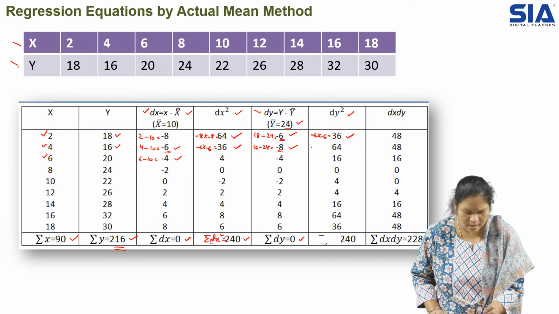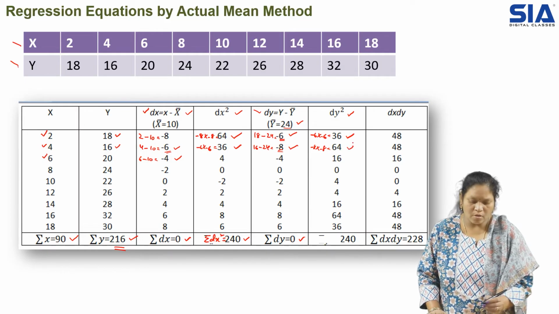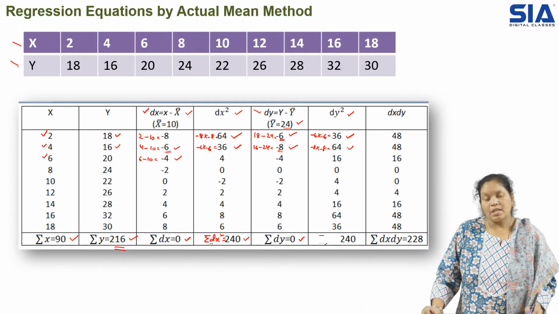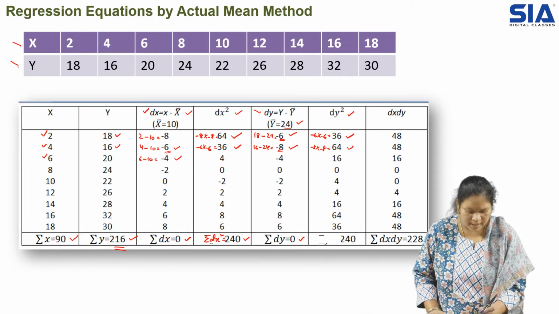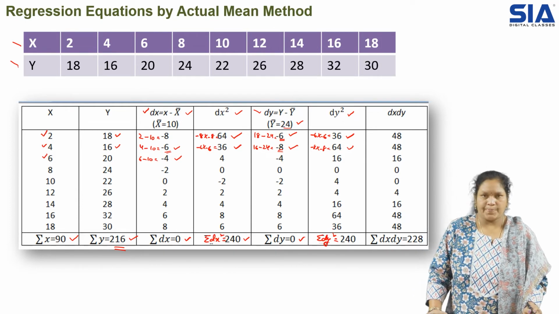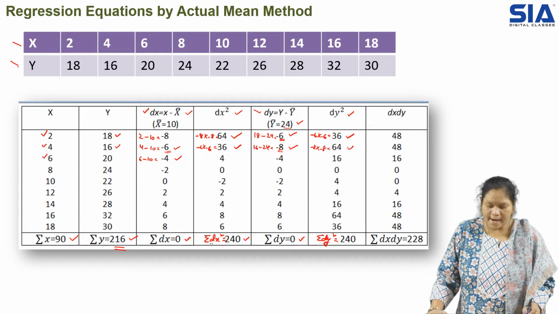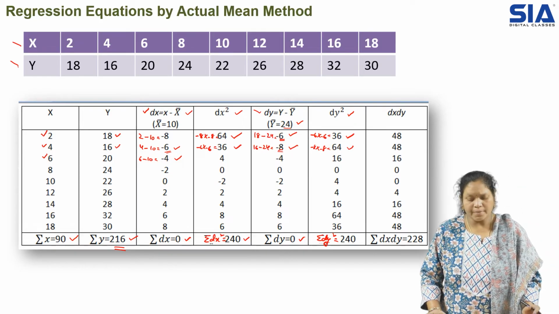So consider that minus 8 into minus 8 goes to 64. Like that we need to find all other values of the dy square column. Then go for adding all the values. You'll get the answer as summation dy square is equal to 240. In the sense, simply we are adding all the values of that particular column. So I have got the values here.